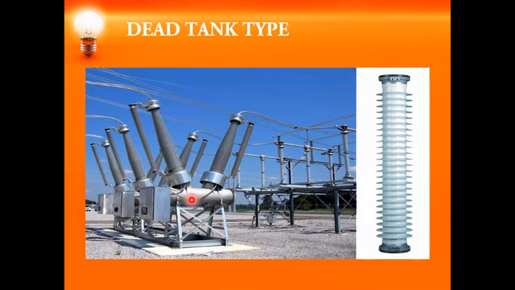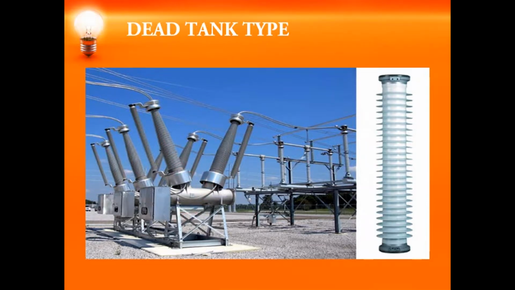So I repeat, in the dead tank type circuit breaker, the switching unit of the circuit breaker is located inside this metallic container which is kept at earth potential. All the incoming and outgoing conductors are taken through these insulated bushings, and it is possible to place these CTs on the top of this metallic container.